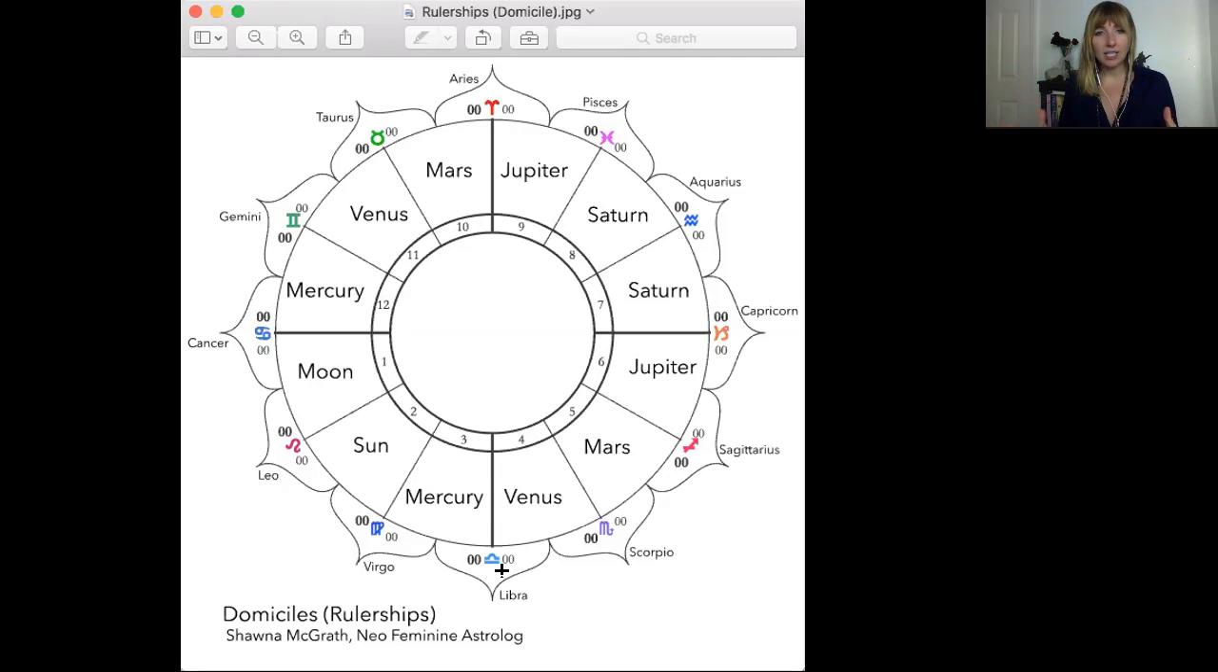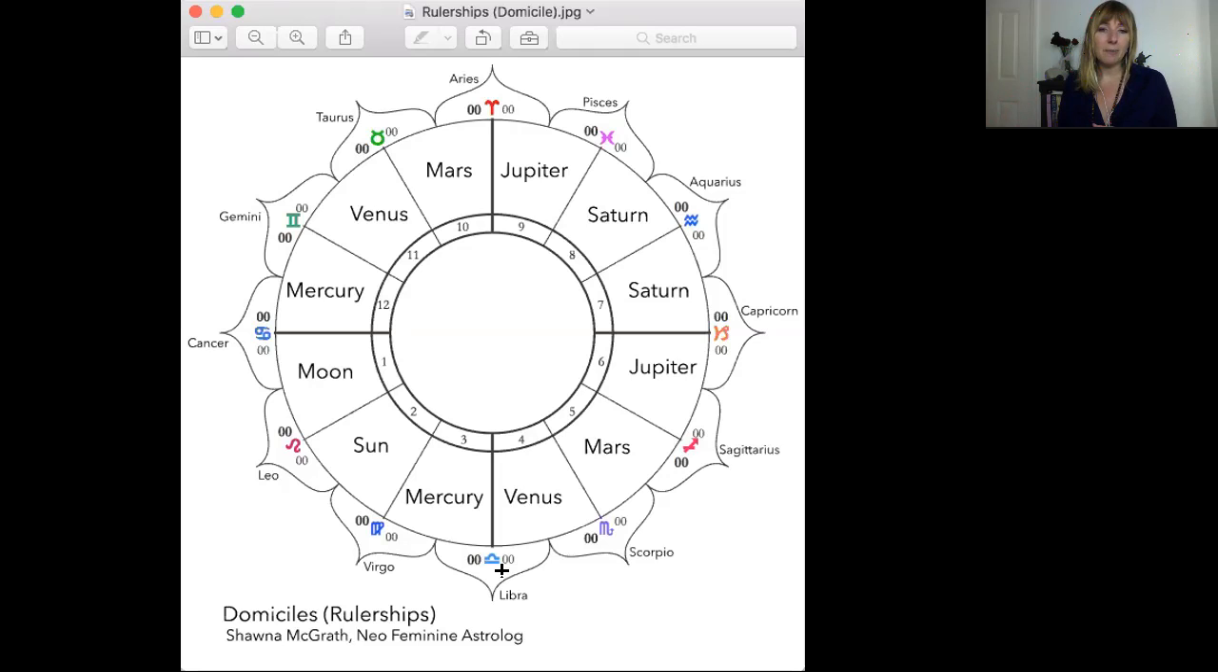Versus when a planet is in someone else's house, someone else's sign, that's essentially like being at someone else's house. Depending on how you feel about that person, and how they feel about you, it's going to be easier or more difficult for you to get comfortable, to do the things you need to do, just to be yourself. And same with the planets. When they are in another sign that they do not rule, it's going to be easier or more difficult for them to be themselves.